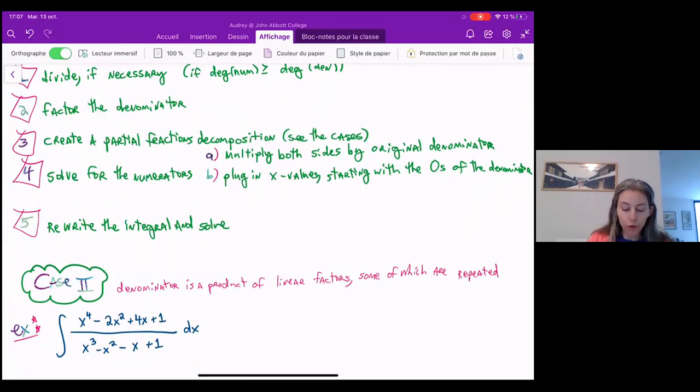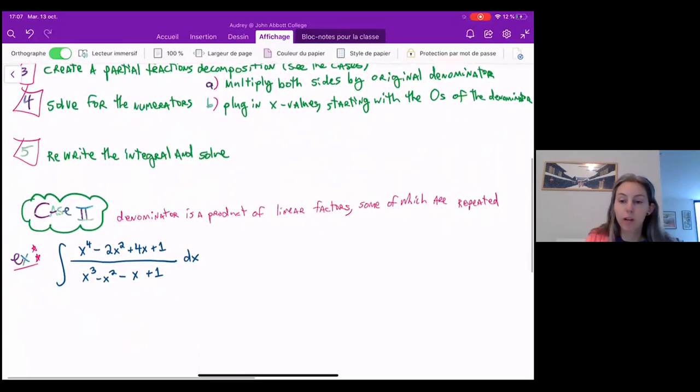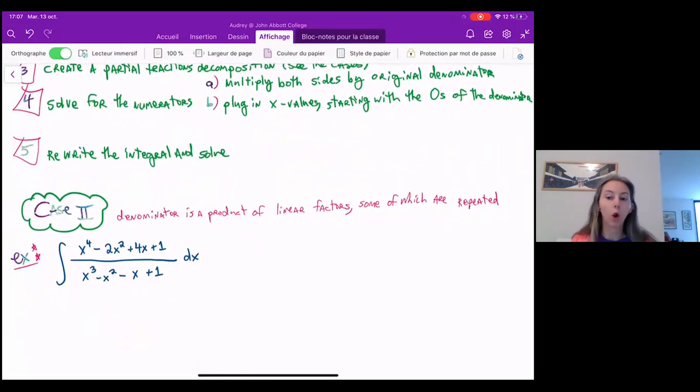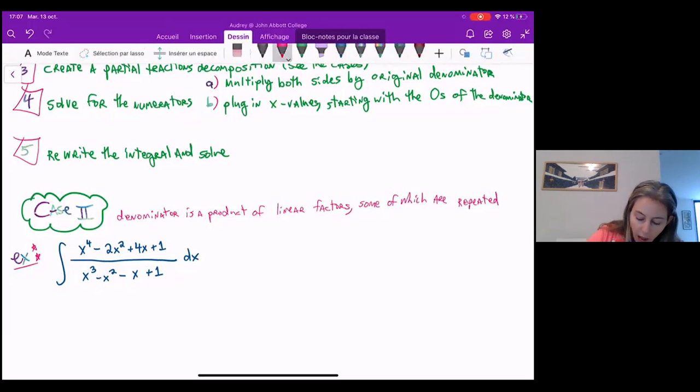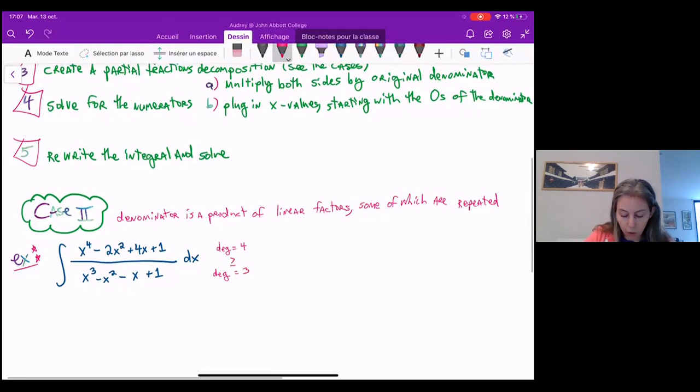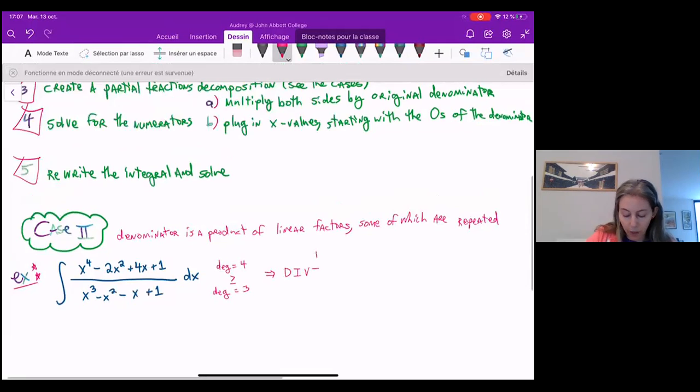Okay, so the first thing that we're going to do is check the degree of the numerator and the degree of the denominator. We have a rational function here. So this tells us that division, partial fractions, that's where our thoughts should be going. And I can see that the highest power on top is 4, and the highest power on the bottom is 3, and 4 is indeed bigger than or equal to 3. So this tells me that I need to start off with a division. So we're going to divide here.